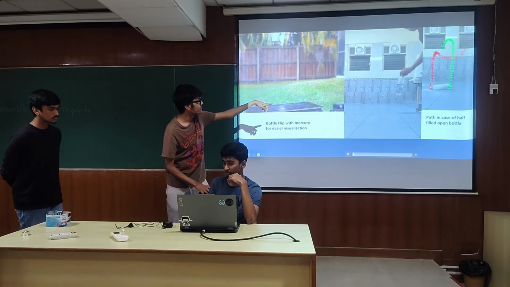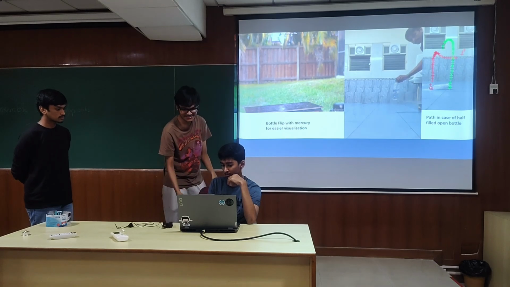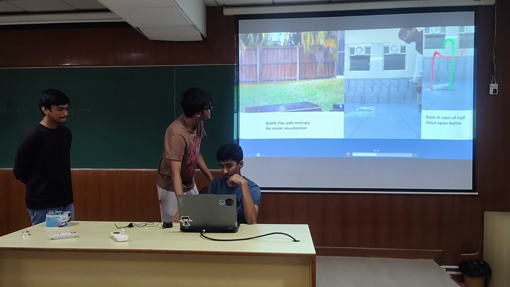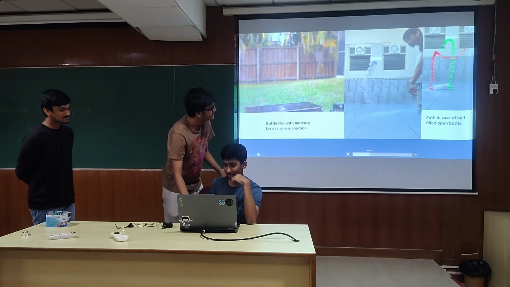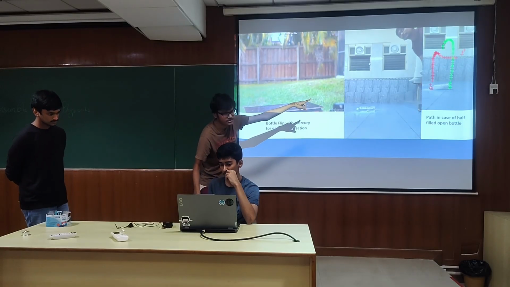Okay, that's for the open bottle case. Observe that. Yes, see that all the angular momentum gets cancelled. That's the movement showing that.